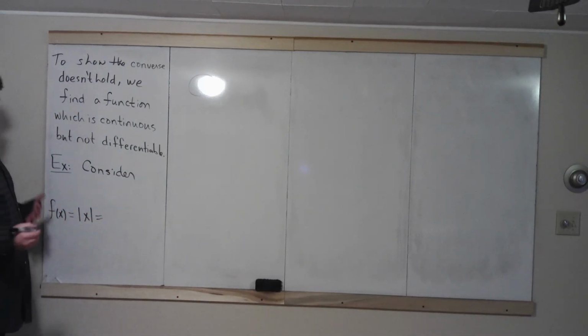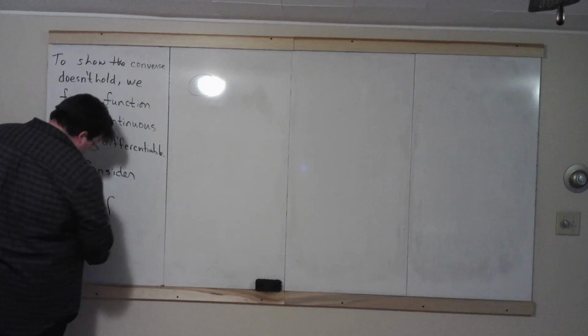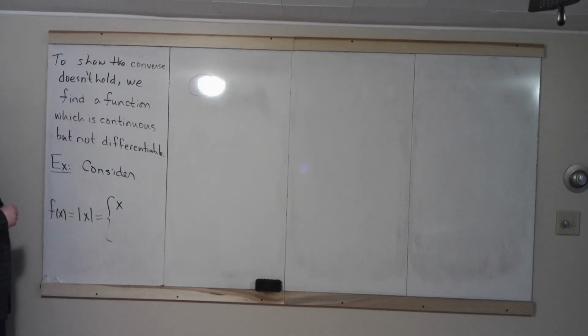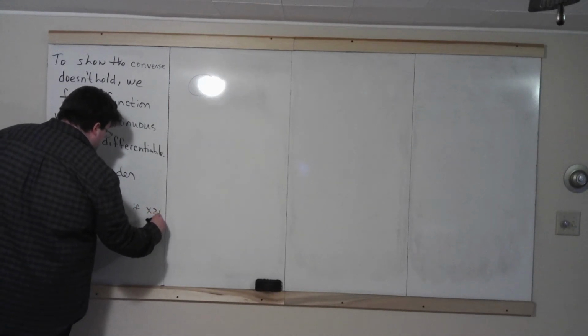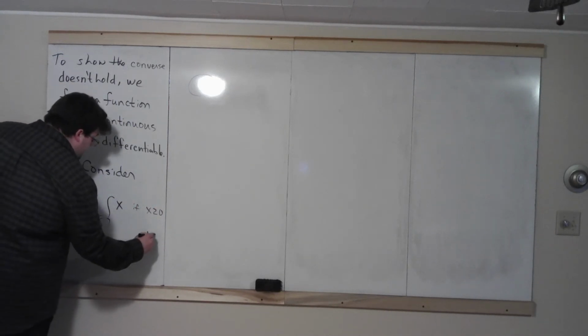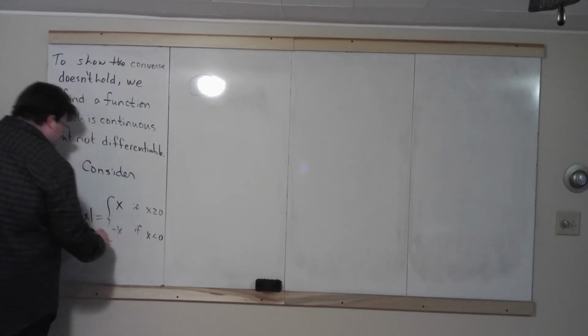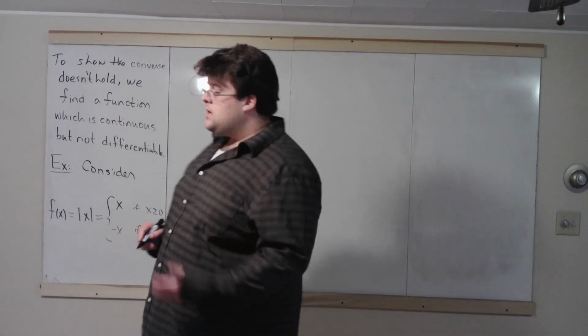For this, we are going to need the formal definition of the absolute value of x, the piecewise definition. Remember, the absolute value of x is defined as x if x is greater than or equal to 0, and negative x if x is negative. The absolute value throws out the negative. We're going to show that this function is continuous and not differentiable.